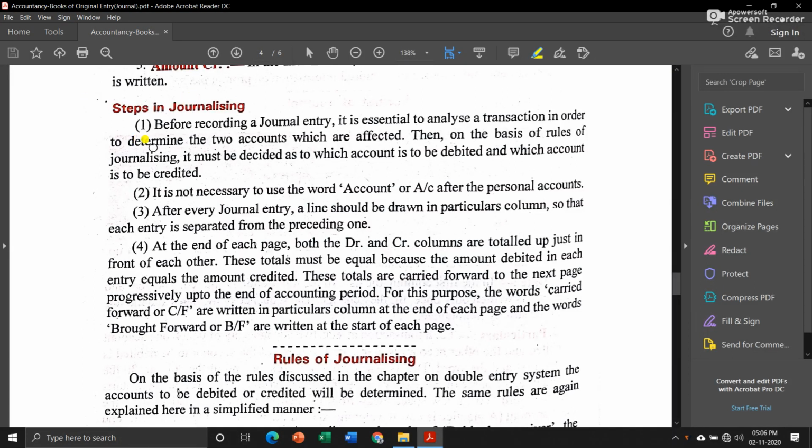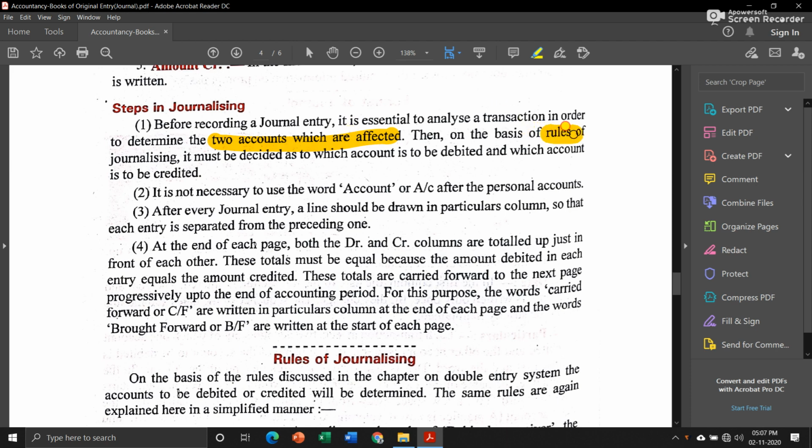Hello everyone, in yesterday's session we saw the format of journal and today we will be discussing how to prepare journal. Okay, now first let us see steps in journalizing. Before recording a journal entry, it is essential to analyze a transaction in order to determine the two accounts which are affected. Means after reading each and every transaction, first you have to find out what are the two different types of accounts which will be affected by that transaction.